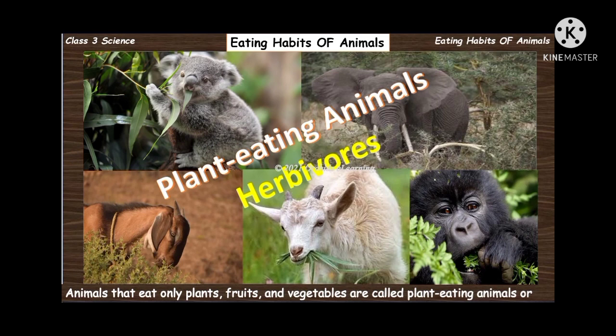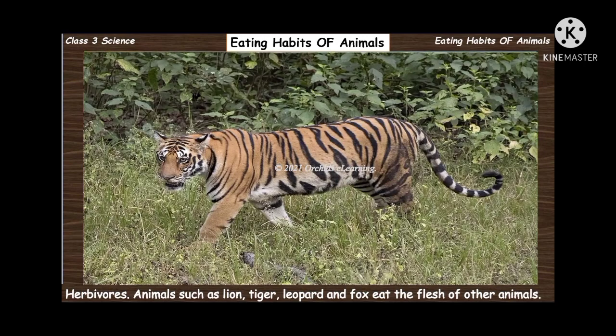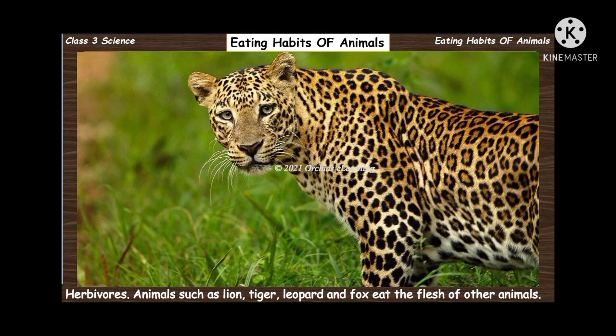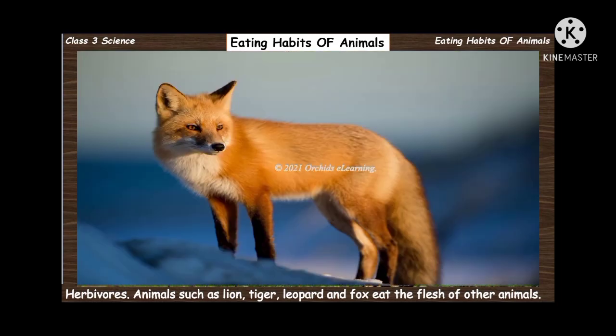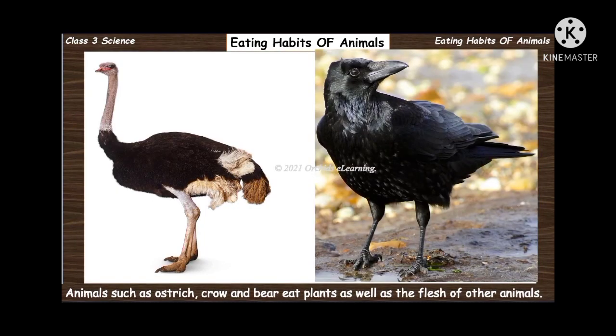Now the next is the lion. The lion eats flesh, and the tiger and the leopard also eat flesh. The fox also eats flesh. So the animals or the birds that eat flesh only are known as flesh eating animals, also known as carnivores.